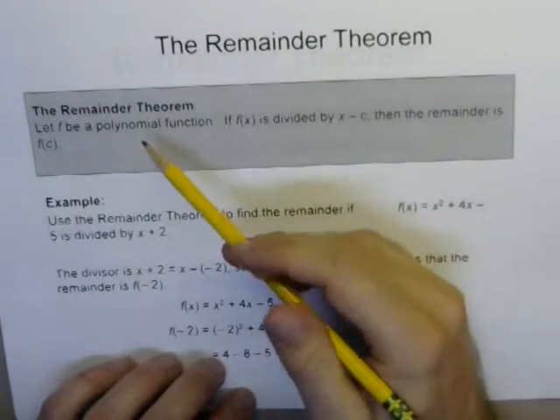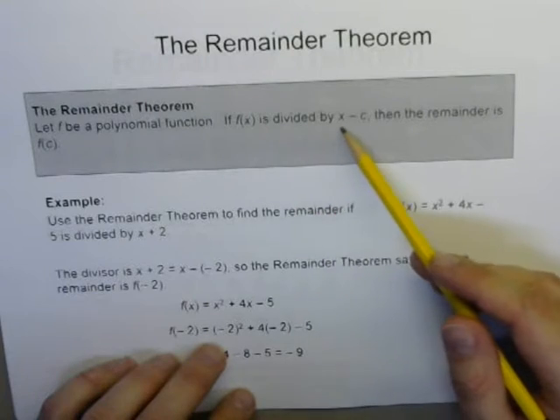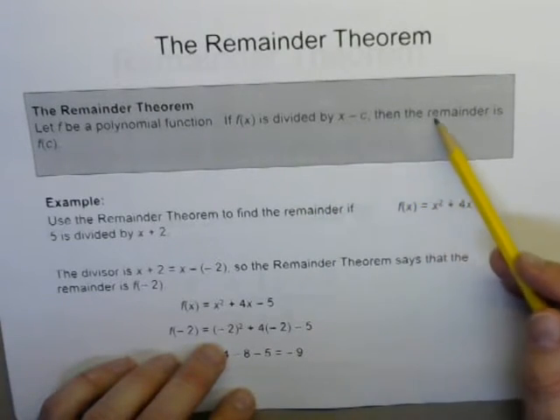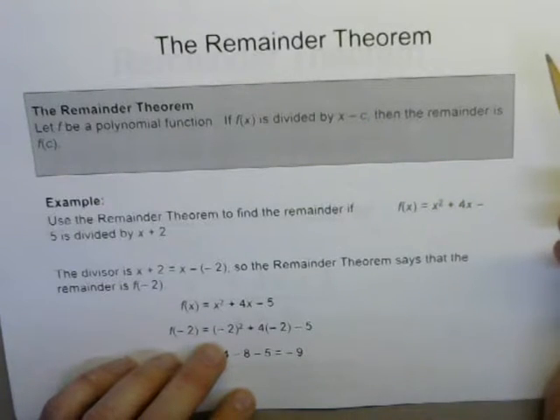But the remainder theorem says, let f be a polynomial function. If f of x is divided by x plus or minus some number, then the remainder is the function evaluated at the opposite sign of whatever that number is.